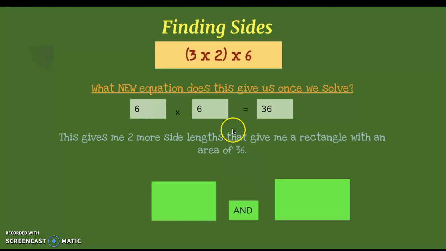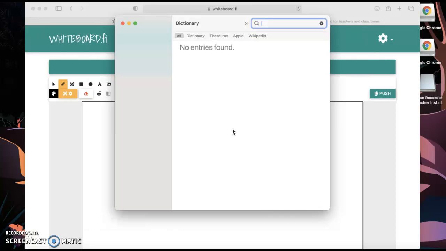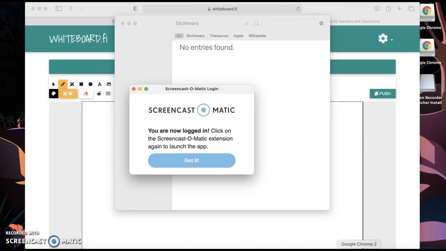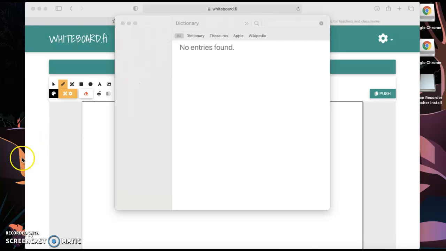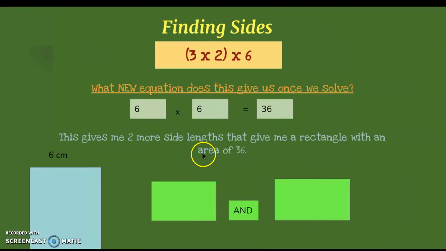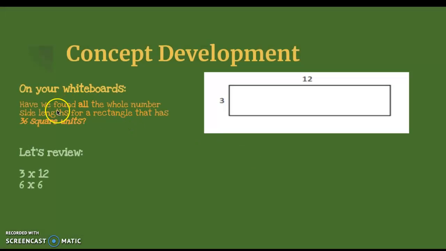So we now know that we have 6 and 6 for our 2 possible side lengths of the rectangle. So we have found some of the whole number side lengths for the rectangle that has 36 square units.